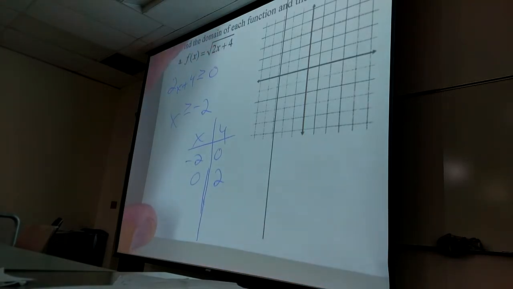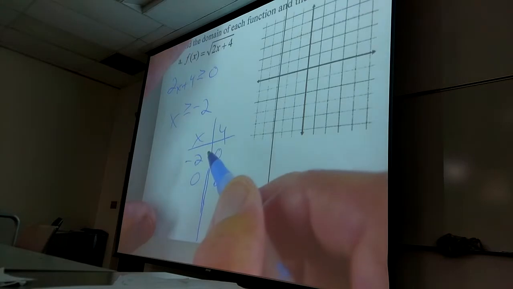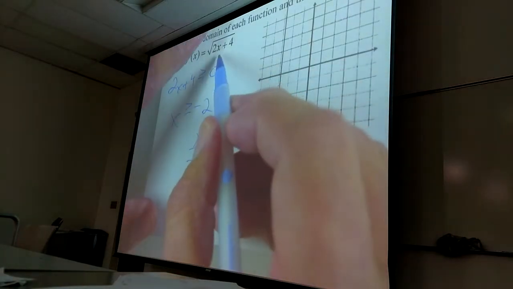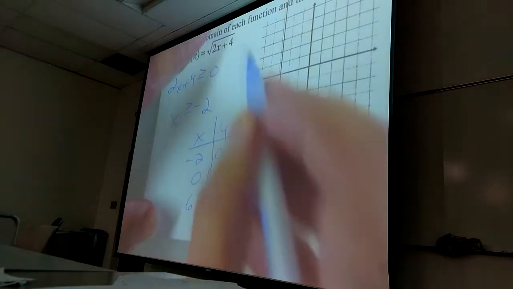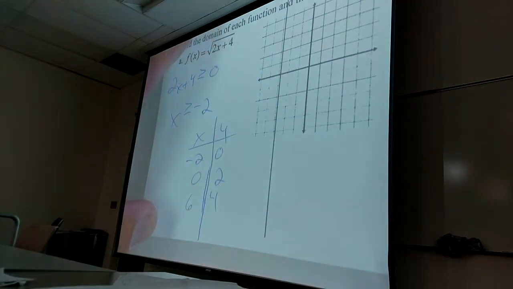And then let's see, what else can I put in there? 6. I think it's the next good thing. I keep trying x's until I get something that's square rootable. So 6 would be 12 plus 4, 16. Square root of 16 is 4. And then you just got to plot those points.